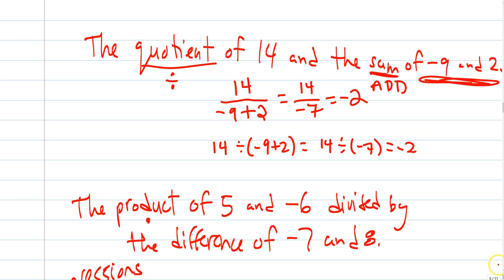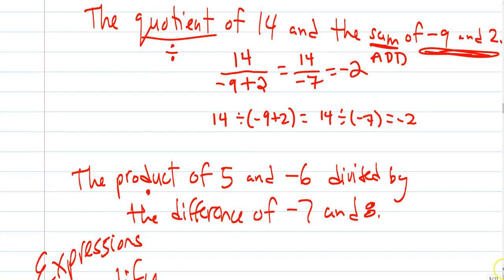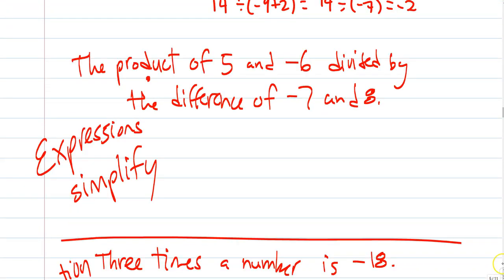Okay? The product of, let's see what this one is. The product of 5 and negative 6 divided by the difference of negative 7 and 8. I will probably have some things like this on the test, but not to this difficulty. The homework's going to have some harder ones that I'll have on the test. So what does product mean? I am taking 5 and negative 6 and I am multiplying. So I'm going to multiply 5 and negative 6 divided by, well, that's easy.